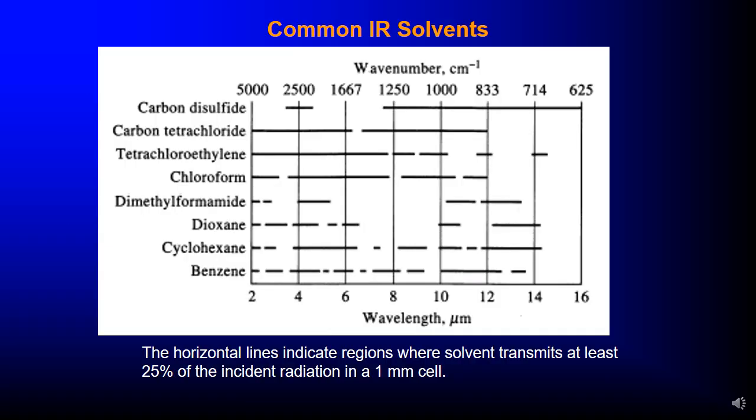Common IR solvents, we have carbon disulfide. You will realize that most of our solvents here are not polar, very less polar. We have benzene, we have cyclohexane, dioxane, we have dimethylformamide, we have chloroform, we have tetrachloroethylene, carbon tetrachloride. So we can be able to see all that.